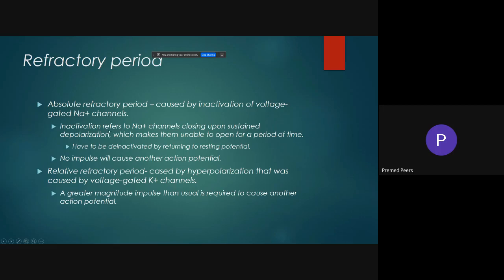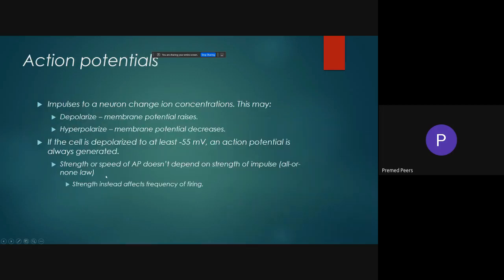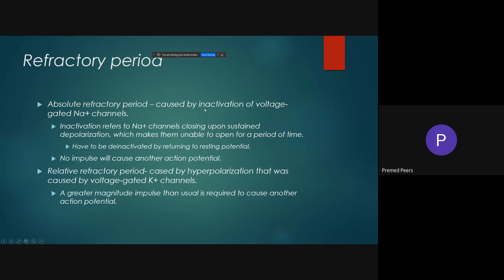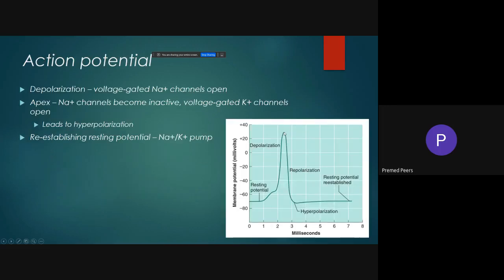So with this, the refractory period. We said before here that a strong signal can affect how fast it fires. Well, there is a hard limit to how fast a neuron can fire. And this absolute refractory period is caused by these sodium channels becoming inactivated. So remember, at the apex here, those sodium channels are inactivated. And they do not go back to being closed. Remember, they had to be closed before they could open. They do not go back to being closed, and so we can't open them again until they go to the resting potential.